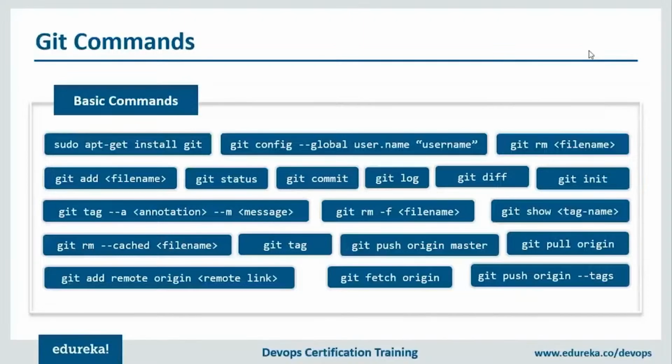And then moving on, we have git rm --cached file name, that is to remove from the cached area. Also, git tag is to create a tag. Git push origin master is to push your local repository to the remote repository. Git pull origin is to pull the data in the remote repository to the local repository. Git remote add origin and the remote link is to link the local repository to the remote repository. Git fetch origin is to fetch all the files present in the remote repository to the local repository. Similarly, git push origin --tags is basically to push all the tags, that is all the commits that we have made, to the remote repository.